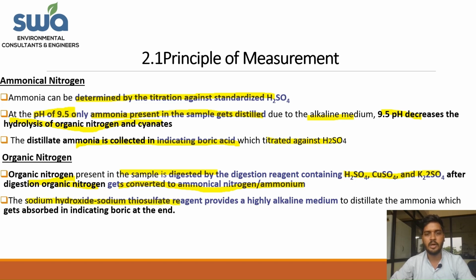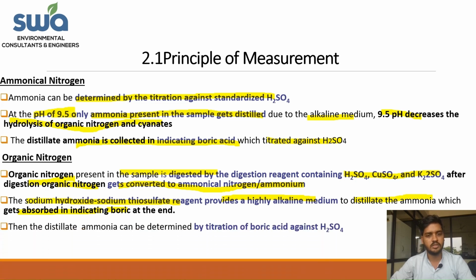This sodium hydroxide and sodium thiosulfate reagent provides a highly alkaline medium. Due to this high alkaline medium, the ammonia will again get distilled and will be absorbed into the indicating boric acid. After it is condensed into the indicating boric acid, we can again titrate it with H2SO4 and calculate the amount of organic nitrogen present in the sample. This was a brief understanding of the principle for both ammonical and organic nitrogen. In the step-by-step procedure, we will understand more about it.